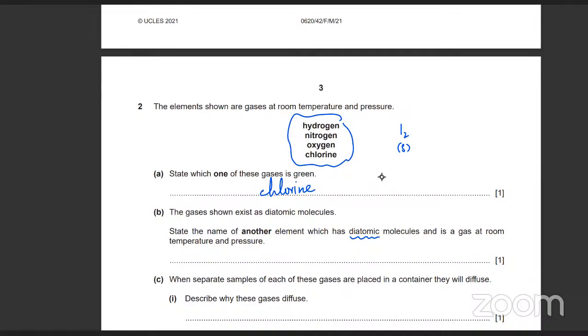Who else? Fluorine. Chlorine is already done. No, Group 17, fluorine. Fluorine is diatomic, right? That's a gas. Bromine is also diatomic, it's a liquid. So he was talking about a gas. So that's fluorine.